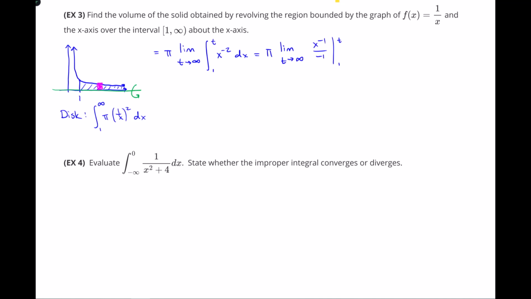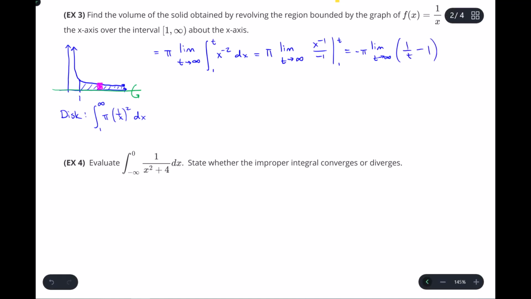I'll go ahead and pull this negative out front, so it's going to be negative pi times the limit as t goes to infinity, and this would be 1 over t minus 1 over 1, which is just 1, so minus 1. All right, now as t goes to infinity, 1 over t would go to 0. So essentially I have negative pi times negative 1, which means that this rotated volume would be pi.